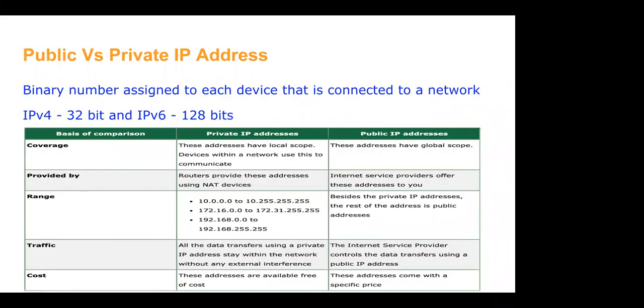Then we talked about two types, public and private. Private has a local scope. So any device in the network would know my private IP address, and we'll be communicating through our private IP address. But if we want to communicate over internet, then it is done via public address. Ultimately, those public addresses get translated to a private IP address only, and that is done by NAT.